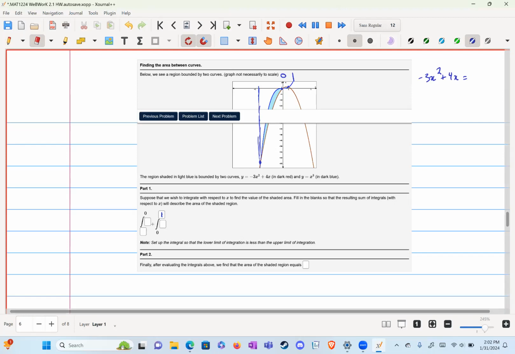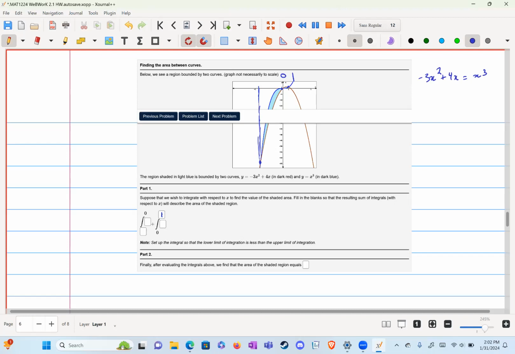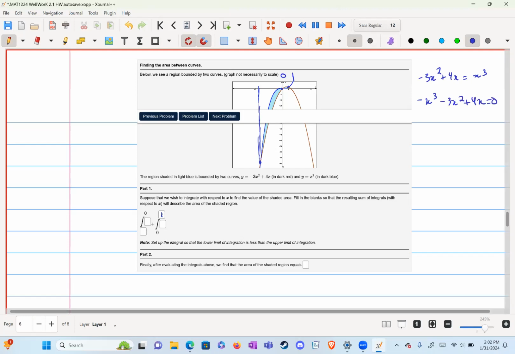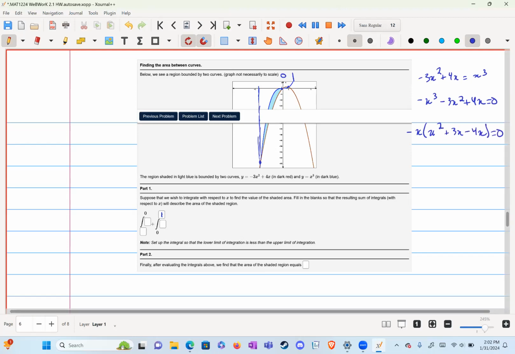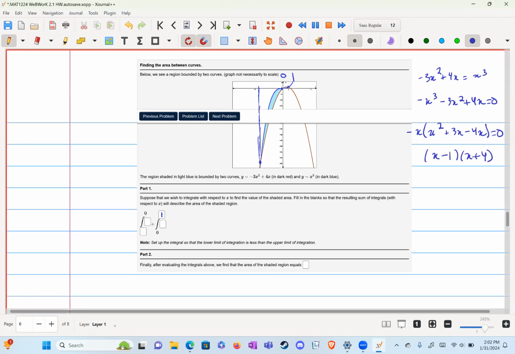Oh, not 3x, x cubed. Okay. So we get all of it to one side. We can get -x cubed minus 3x squared plus 4x equal to 0. We can take out a -x, which gives us x squared plus 3x minus 4 equal to 0. And that just gives us x minus 1 and x plus 4, which is, as we suspected, 1 and -4.